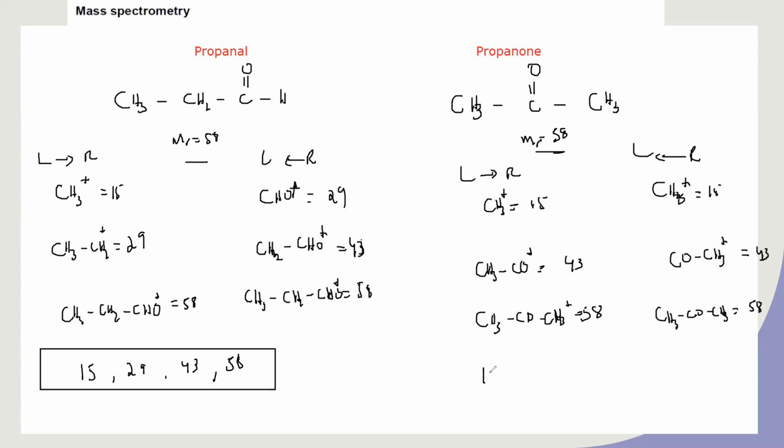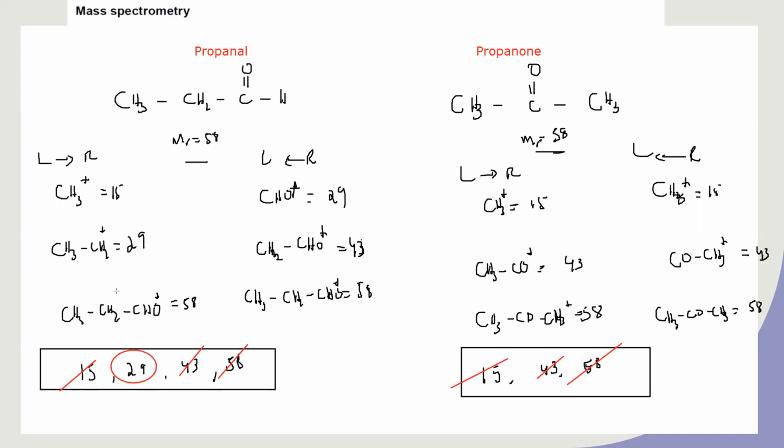So the peaks which we are getting are at 15, 43, and 58. So which peak can be used to distinguish whether it is a propanol? We are getting 15, but 15 is common for both, so 15 cannot be used. 43 is common as well, so 43 cannot be used. 58 is common for both. So the peak which can be used to distinguish whether it is propanol or propanone is 29, which is due to CH3, CH2.